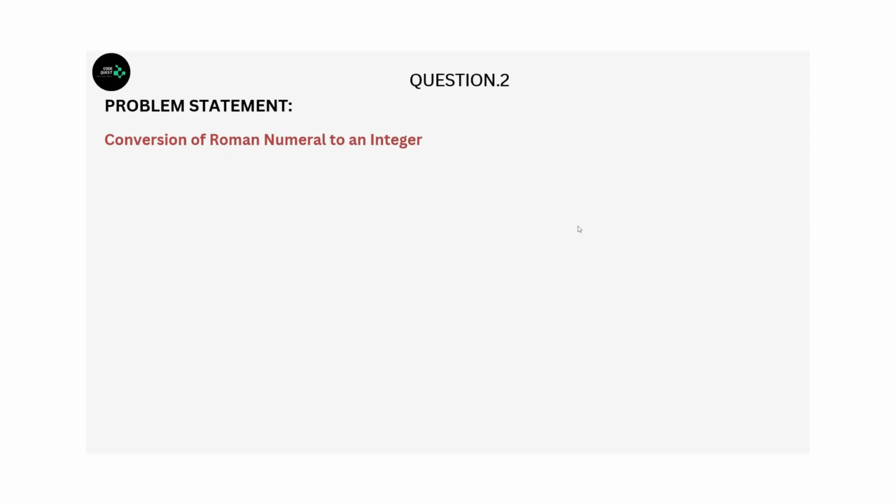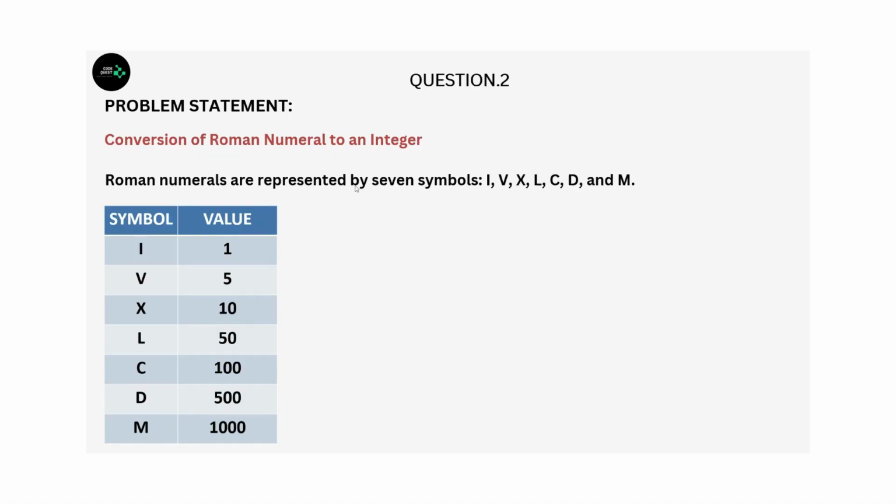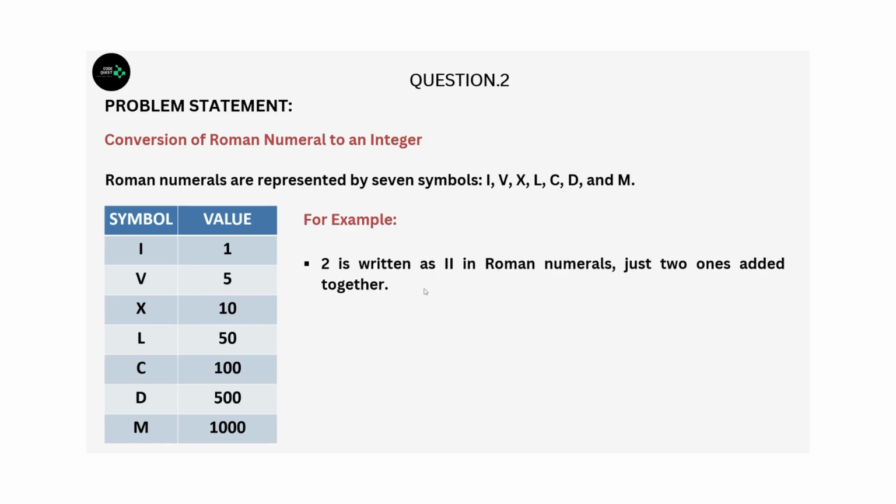Today our problem statement is conversion of Roman numerals to an integer. Like we know, Roman numerals are usually represented by 7 symbols like I, V, X, L, C, D and M, and they have their corresponding integer value like I is representing 1, V represents 5, X represents 10 and so on. Now, if I have to write 2, I can write in II form because I represents 1. So, when I add the integer value of these two symbols, I am going to get 2.